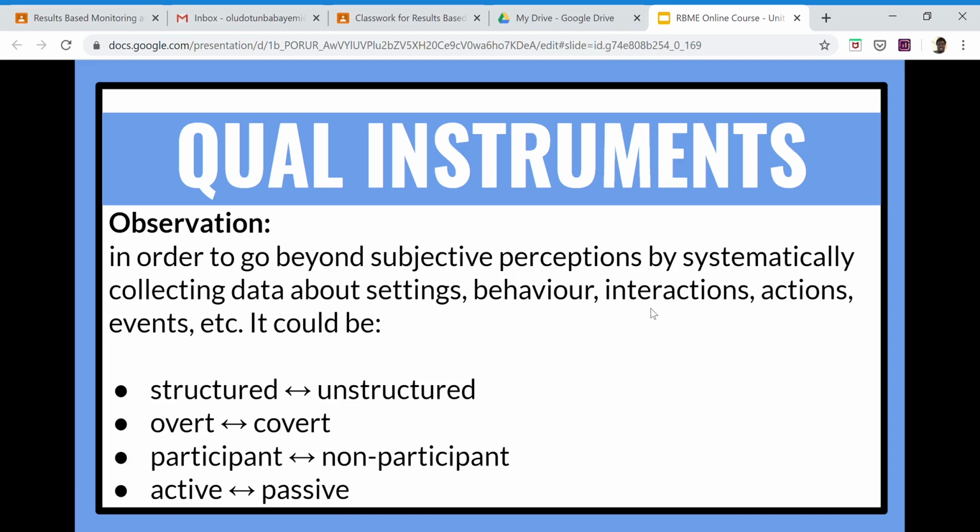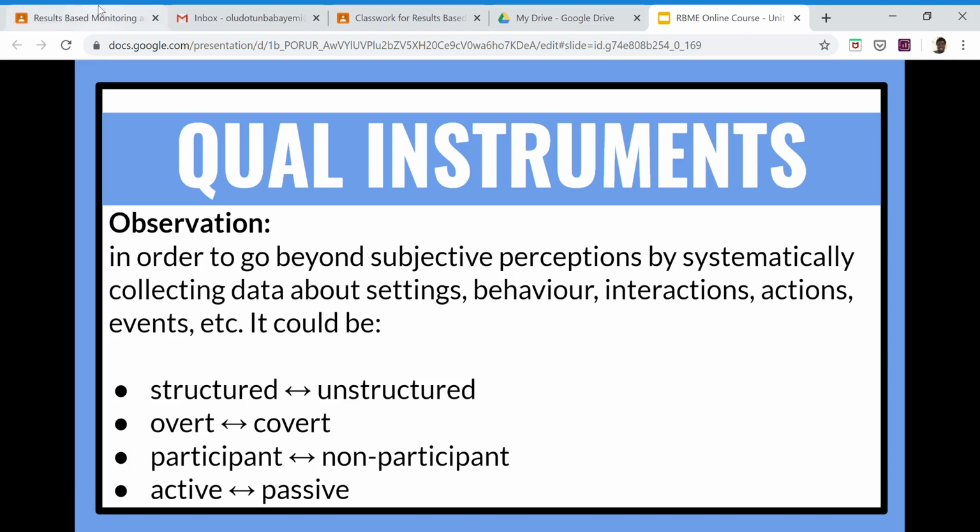So observing a TV program, observing a radio program, observing a meeting, advocacy meeting. So you can get perceptions, behaviors, interactions, actions by beneficiaries or people that are within a program. And you can have different types of observation. It could be structured and it could be unstructured. Structured means that you have an observation checklist.